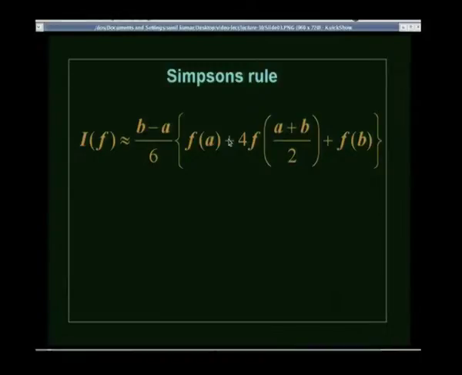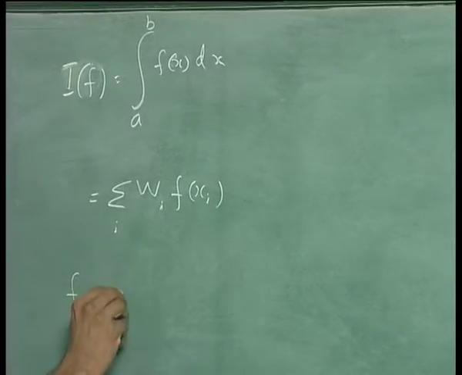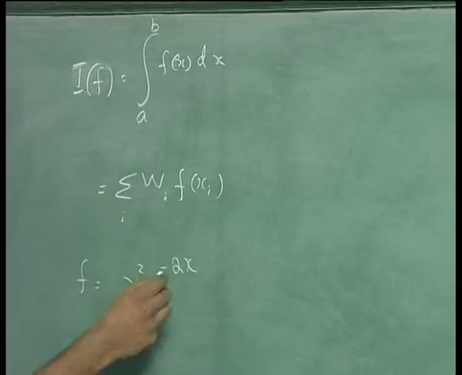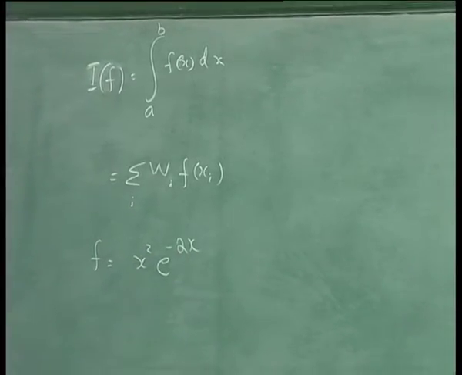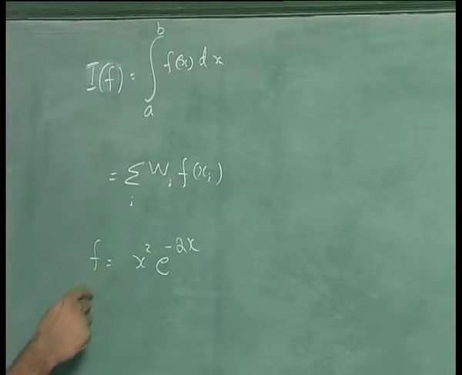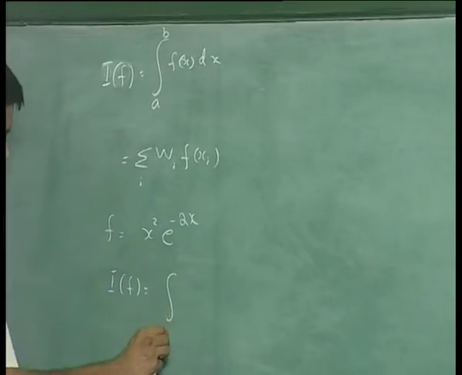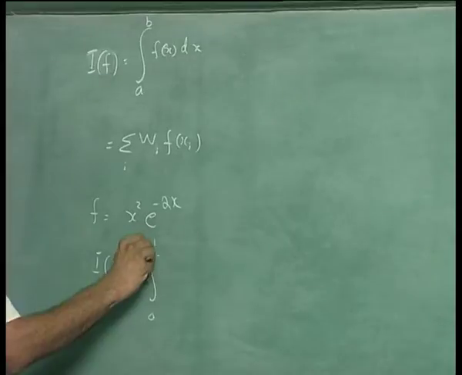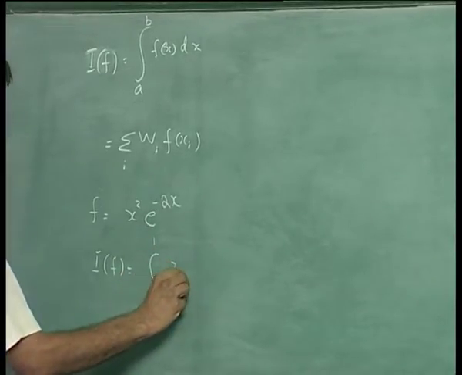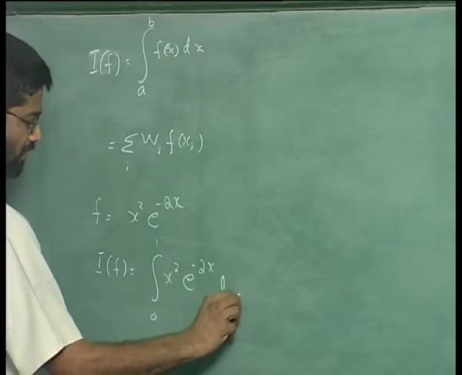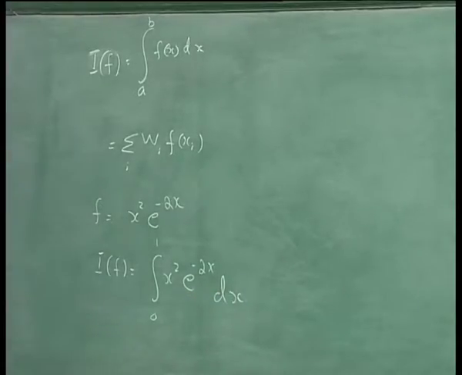We look at a function of the form f equal to x squared e to the power of minus 2x. And then we will evaluate the integral. The I of f we will be interested in is the integral with limits 0 to 1 of x squared e to the power of minus 2x dx. That is what we want to calculate.